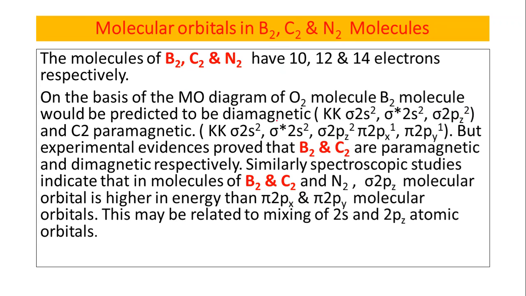And the carbon molecule has the electronic configuration K sigma 2s2, sigma star 2s2, sigma 2pz2, pi 2px1 and pi 2py1. It means that it is paramagnetic.